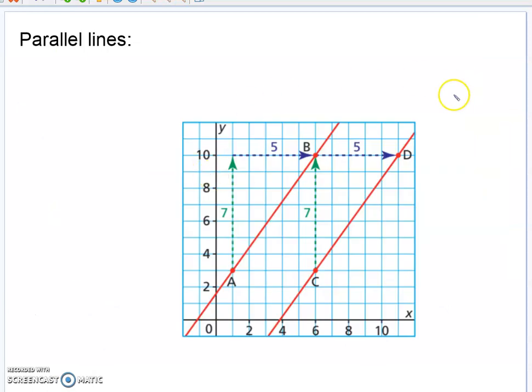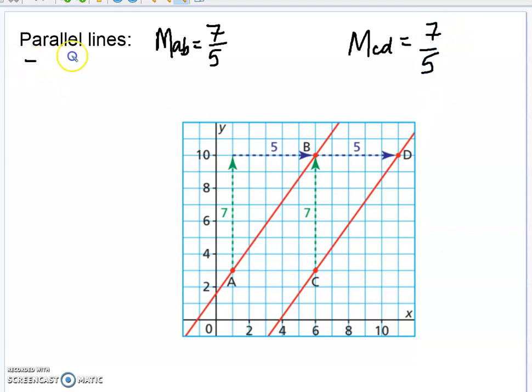So let's start off with parallel. Here I have two parallel lines and I'm saying, what is the relationship between these? So let's look at what is the slope of the line A to B and what is the slope of the line C to D? So A to B, we rise 7 and we run 5. So this would be a slope of 7/5. For C to D, once again, we rise 7 and we run 5.